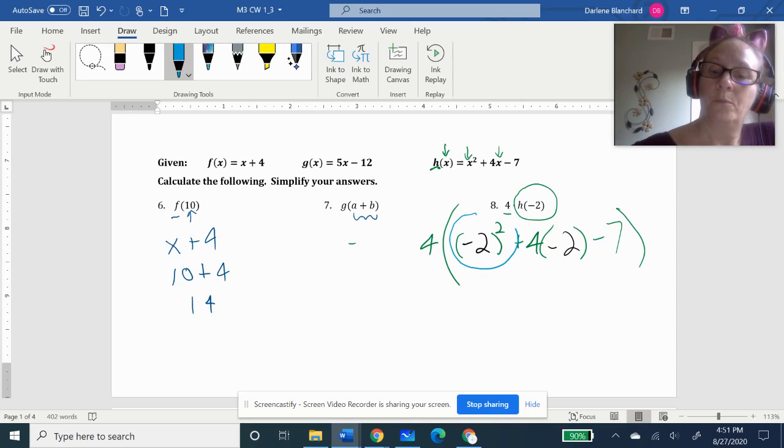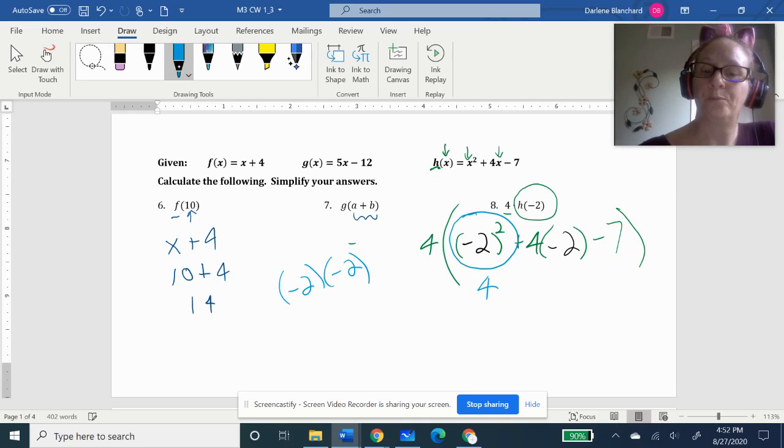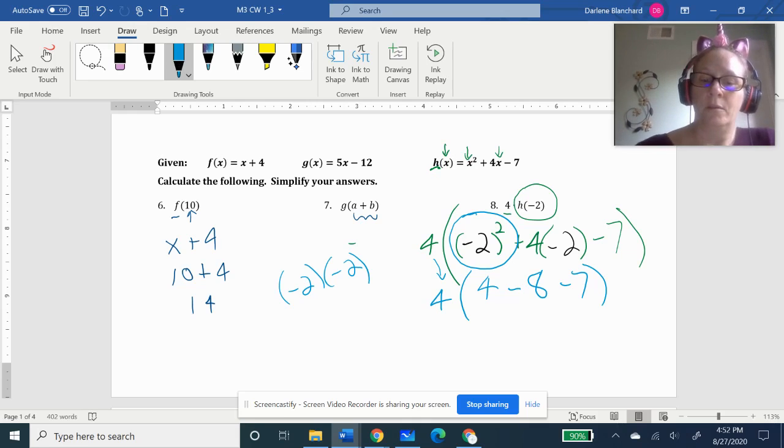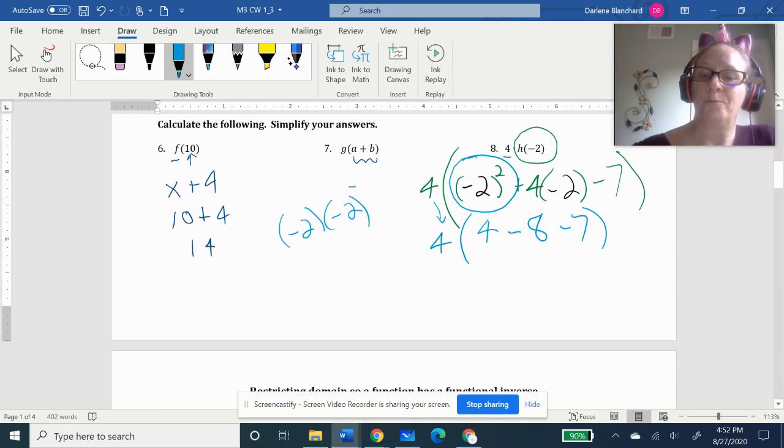Right here, I have negative 2 completely squared. That means I am dealing with negative 2 times negative 2. 2 negatives make a positive, and that is a 4. This 4 is coming from that one. Then I have plus 4 times negative 2. So positive 4 times negative 2 makes negative 8. And then I have a minus 7. And then we're almost done. A little bit of arithmetic. So 4 times negative 11, and I end up getting negative 44.